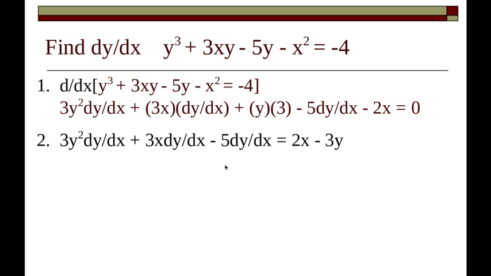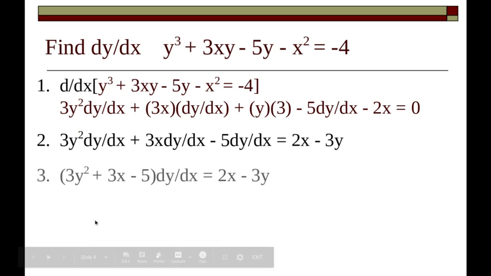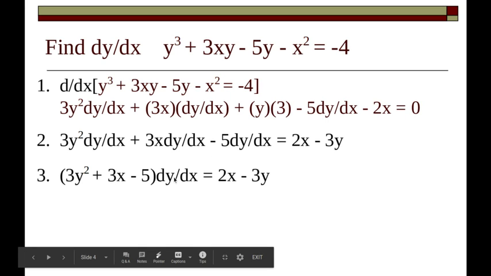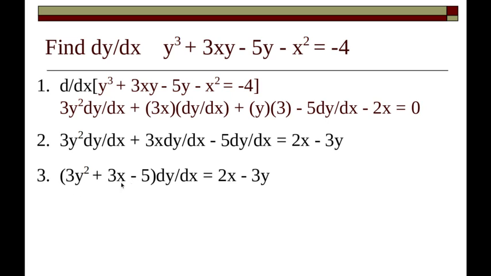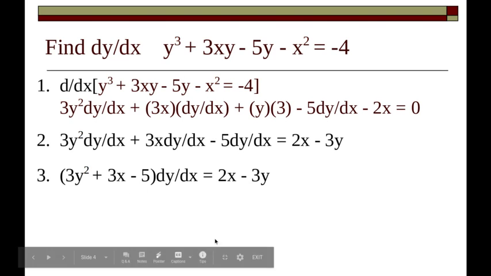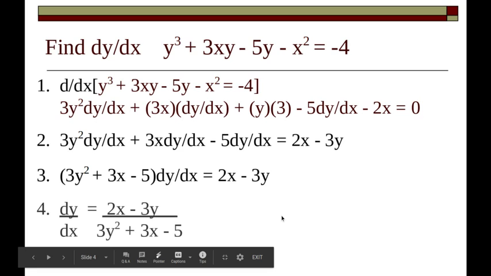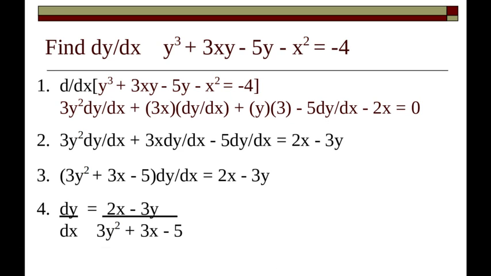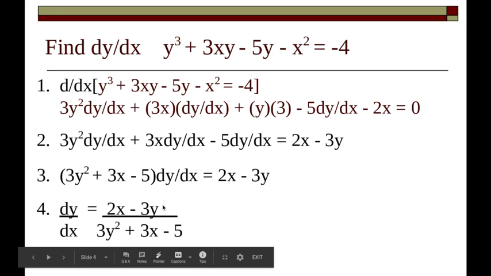So now step 3 is to factor out the dy dx from one side of the equation. So that's the GCF on this side. So when we factor it out, you can put it behind, you can put it out in front. It doesn't matter. But you've got 3y squared plus 3x minus 5 equals 2x minus 3y. And now our fourth step is just to divide that over. And at that point, nothing's going to reduce. We can't factor anything out of the top or the bottom, so therefore this would be our final derivative. But again, dy dx depends on x and y, not just x.